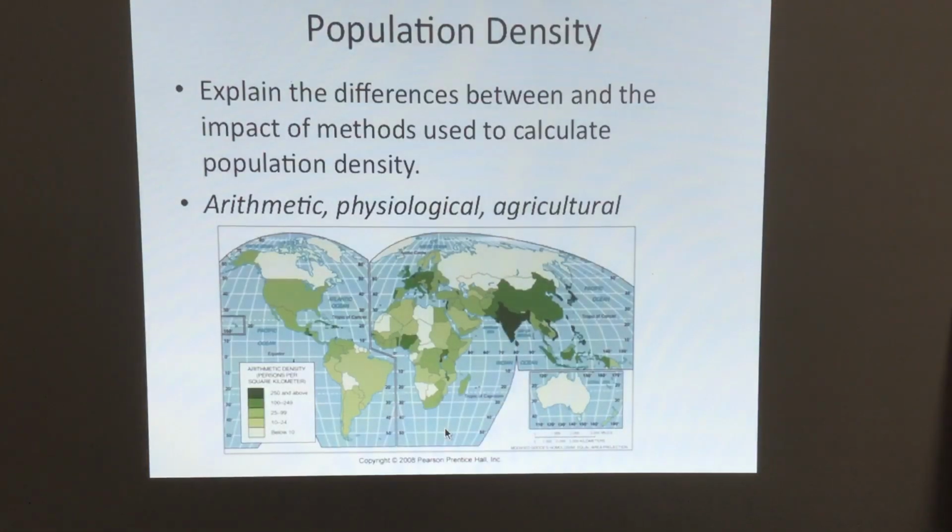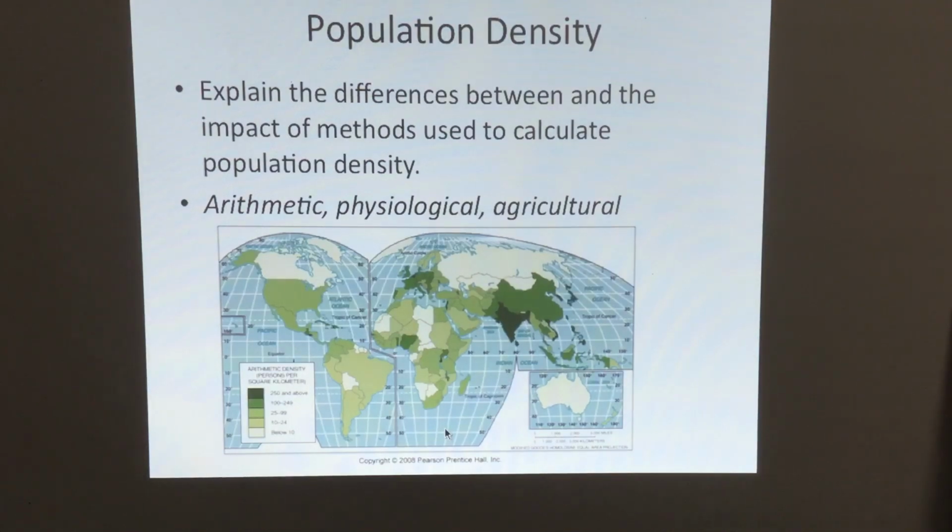Now, to understand one thing, we need to look at population density. So there's three different types of population density. There's arithmetic, physiological, and agricultural density. The map you're seeing here is an example of an arithmetic density. This is the basic form. You take the total population divided by the land area of that country, and you get the population density of people per square mile or square kilometer.